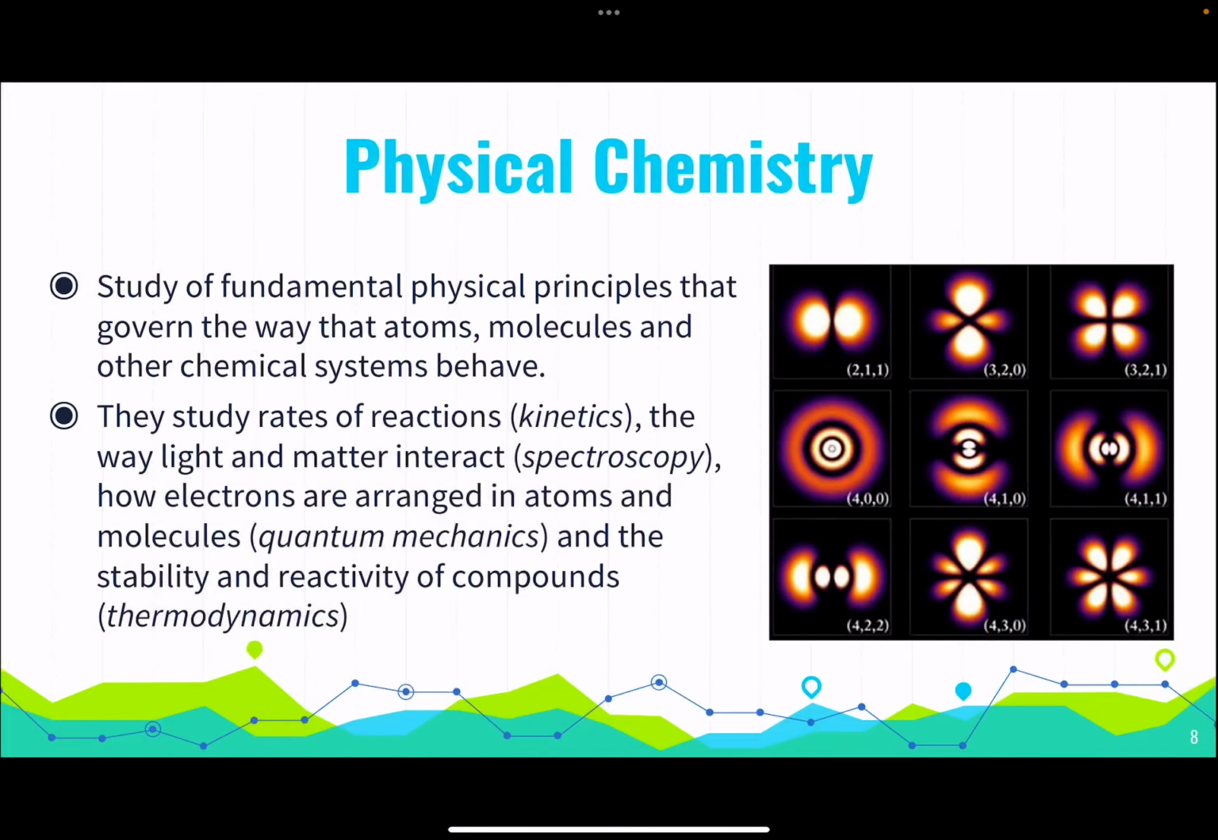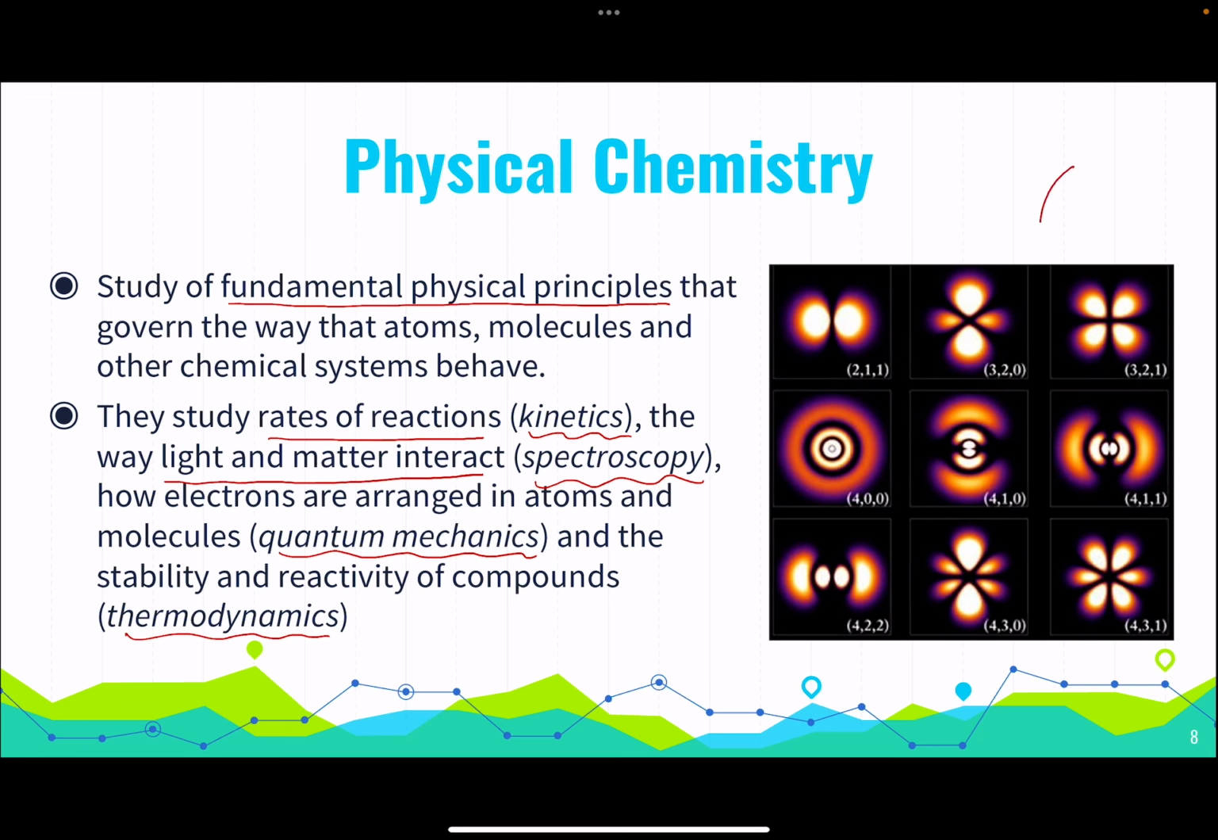The fourth one would be physical chemistry. It is the study of fundamental physical principles that govern the way that atoms, molecules, and other chemical systems behave. It also deals with the rates of reaction, so that's called kinetics. It deals with the way light and matter interact, that's called spectroscopy. How electrons are arranged in atoms and molecules, that's called quantum mechanics. And the stability and reactivity of compounds, that's called thermodynamics.